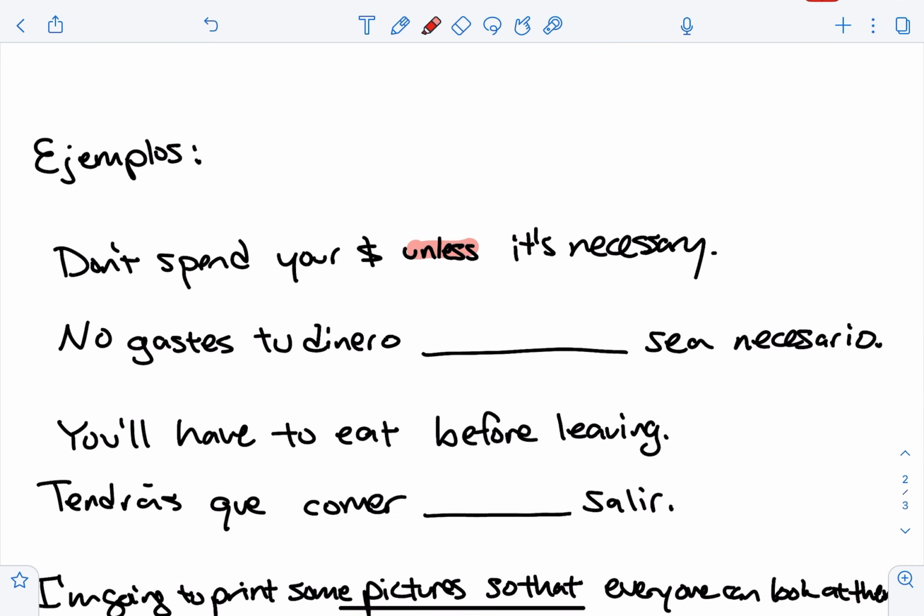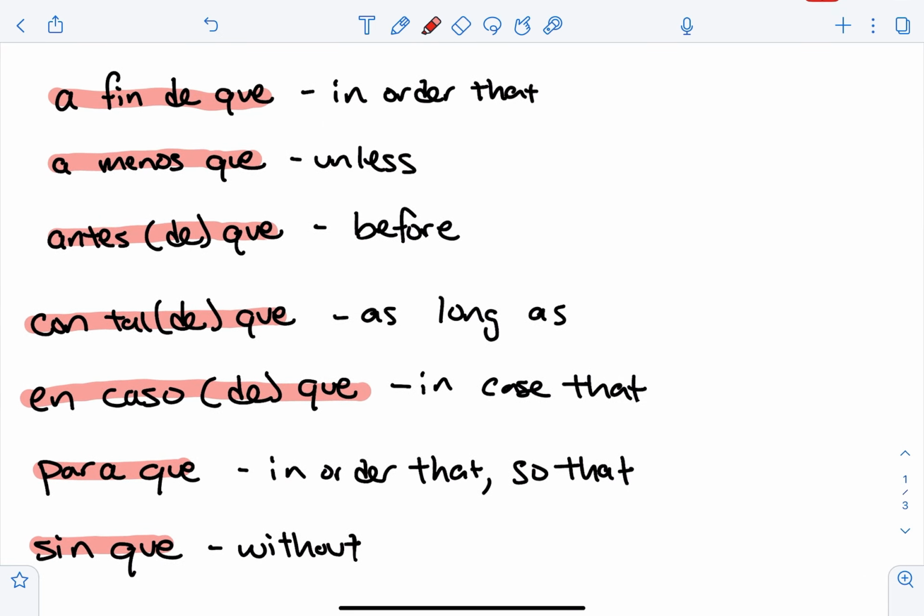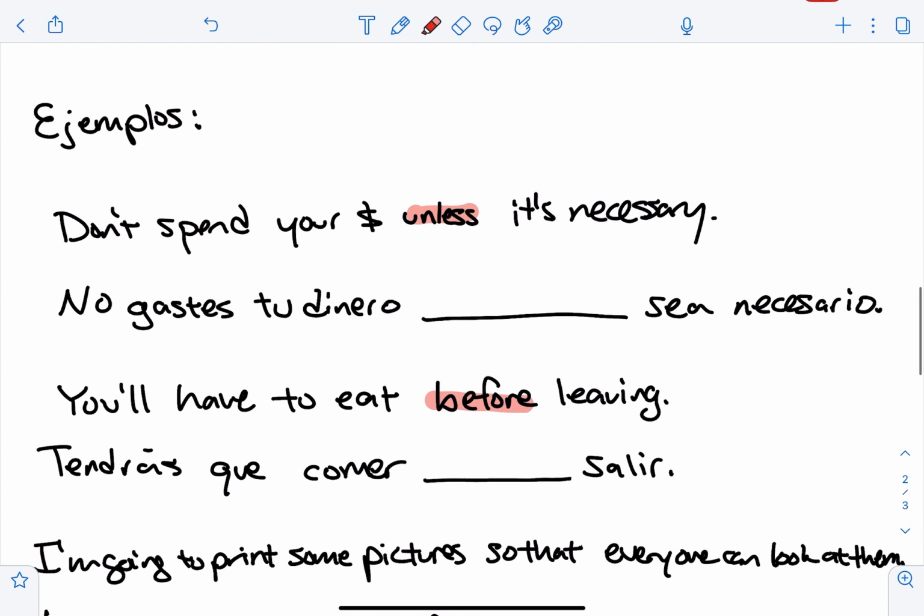You'll have to eat before leaving. ¿Cómo se dice before? Did you say antes de que? But will you write antes de que in this blank? Hey, look, this verb is in the infinitive. So you'll just write antes de without the que. So in the first example, you used the que because this is subjunctive. In the second example, since it's in the infinitive, we don't use the que. We just say antes de.